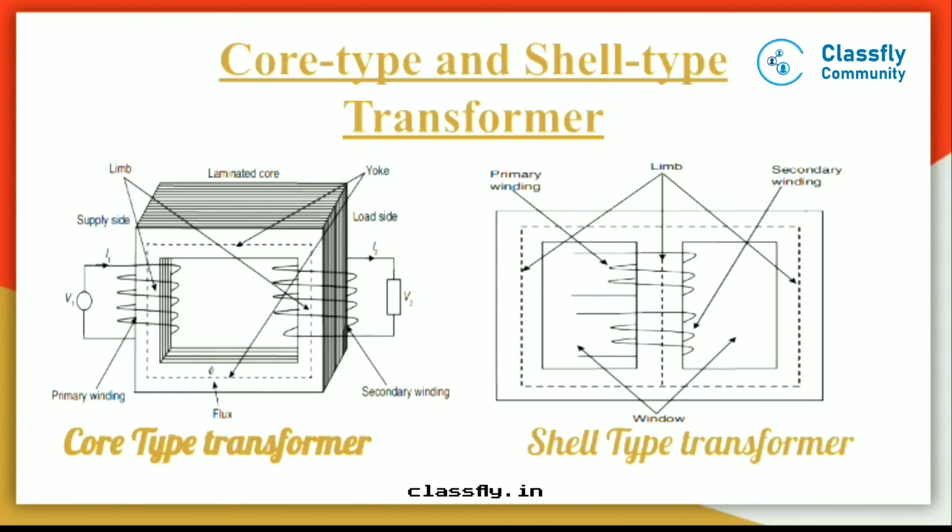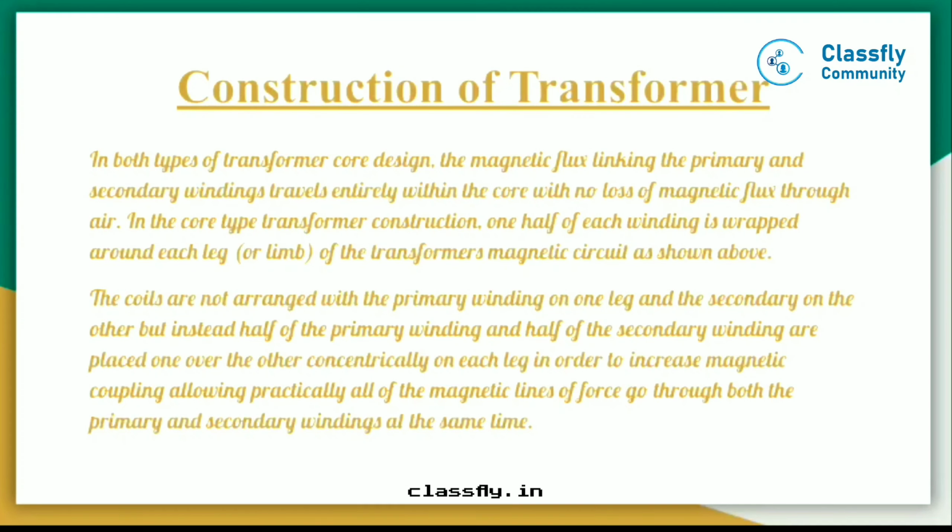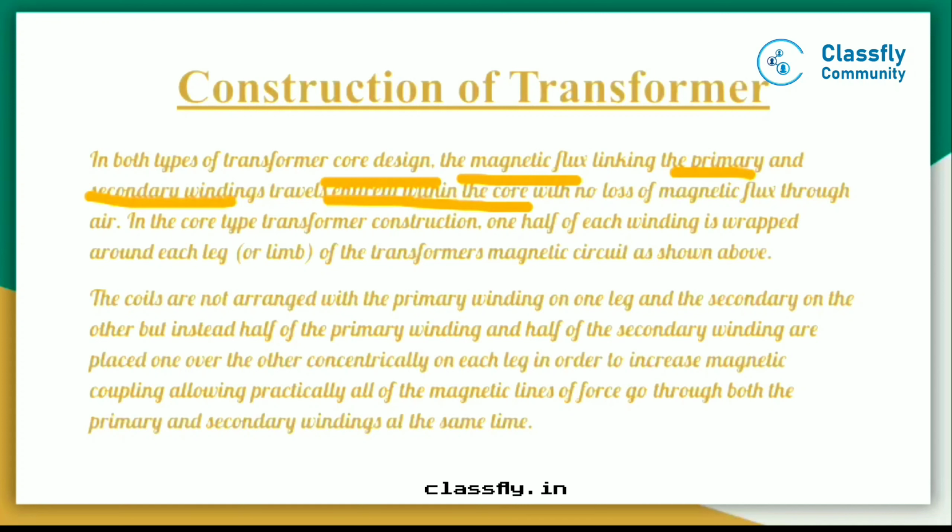Now let's move on to the next. It says that we need to know the construction of both of them. In both types of transformer, in the core design, the magnetic flux linking the primary and the secondary windings travels entirely within the core, with no loss of magnetic flux through the air. That means for both the core type and the shell type transformer, the magnetic flux linking the primary and the secondary coil is always traveling within the core, and there is no loss of magnetic flux in the air because it is within the core.